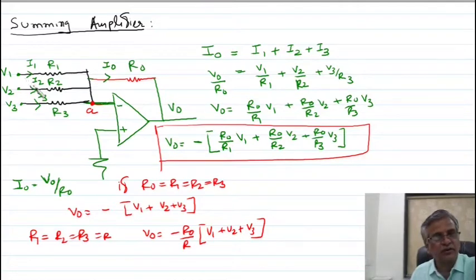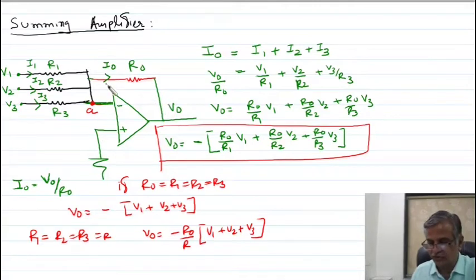The circuit diagram of the summing amplifier is shown in this figure. Due to infinite input impedance, the input terminal of the op-amp does not draw any current. Due to infinite open loop gain, the voltage drop between the two input terminals tends to 0. So point A behaves as a virtual ground.